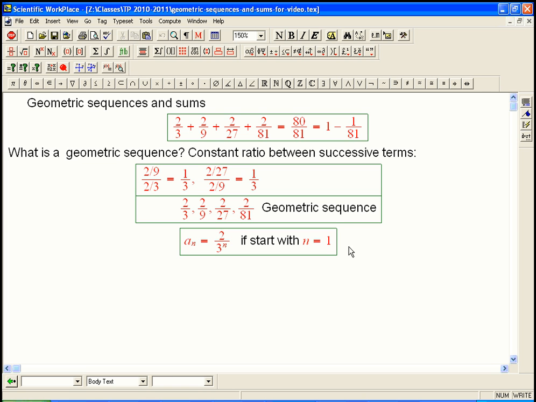And another way to write this is a sub n equals 2 times the number 1/3. That's that common ratio, and then to the nth power. Okay. So that kind of formula is what we're going to have for a geometric sequence.